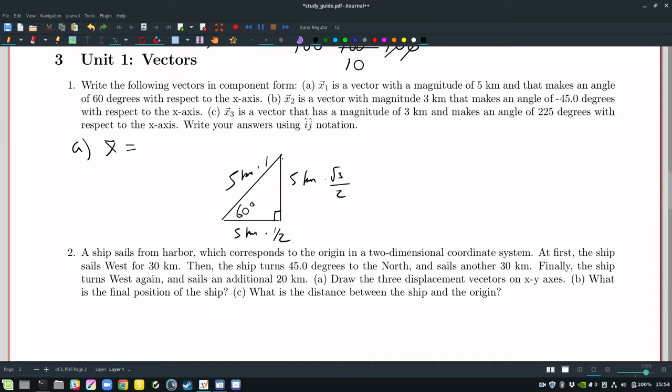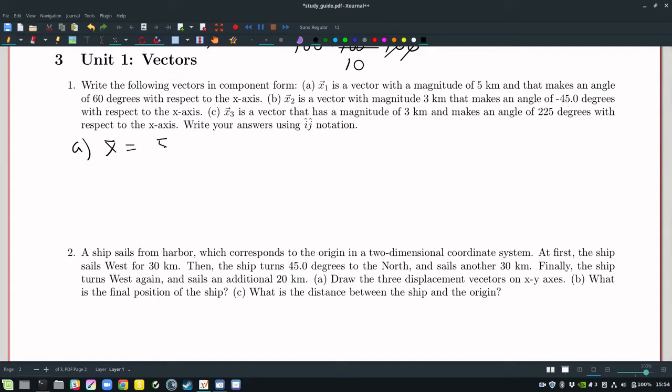And so the y component, which we would have gotten from the sine of 60 degrees, will be the square root of 3 times 5 over 2, and the x component is 5 divided by 2. So thinking like that, it's faster to just write 5 halves i plus 5 root 3 over 2 j, and those units are in kilometers.